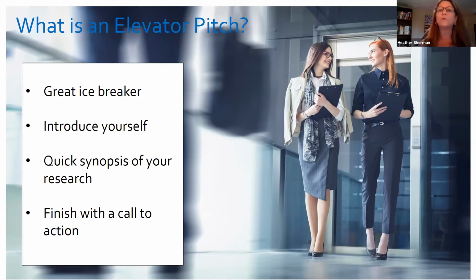And you ideally want to finish with some sort of a call to action. What I mean by that isn't necessarily that you get something directly out of the conversation, but that the conversation then leads to the next step. So, perhaps it's, can we set up a meeting? Or, I'd love to follow up with you. Or, here's my card, there's a link to my website, there's more information about my research project there. I'd love for you to check it out.